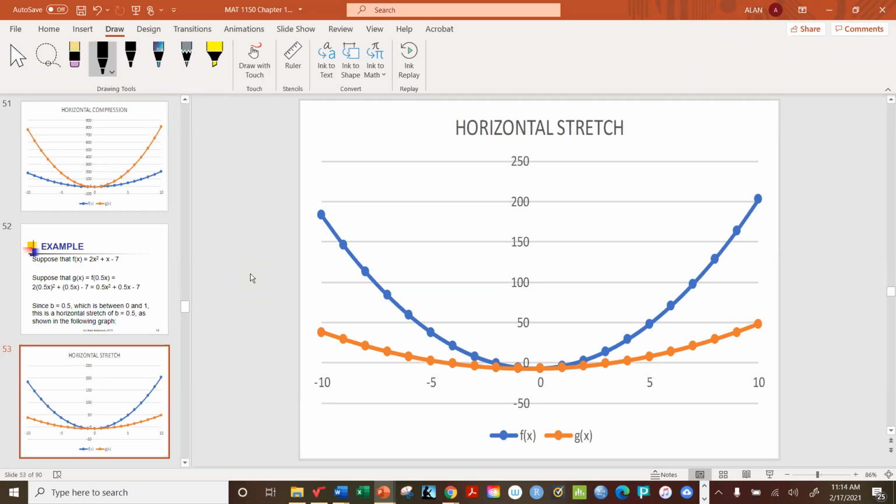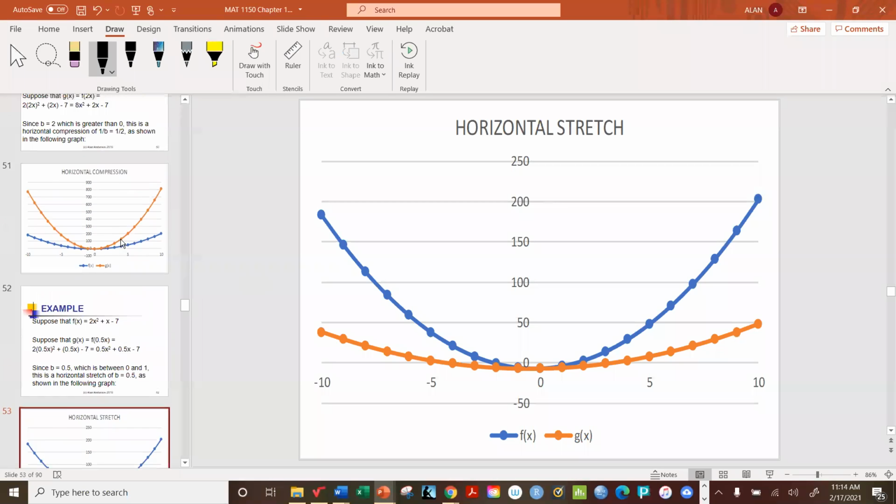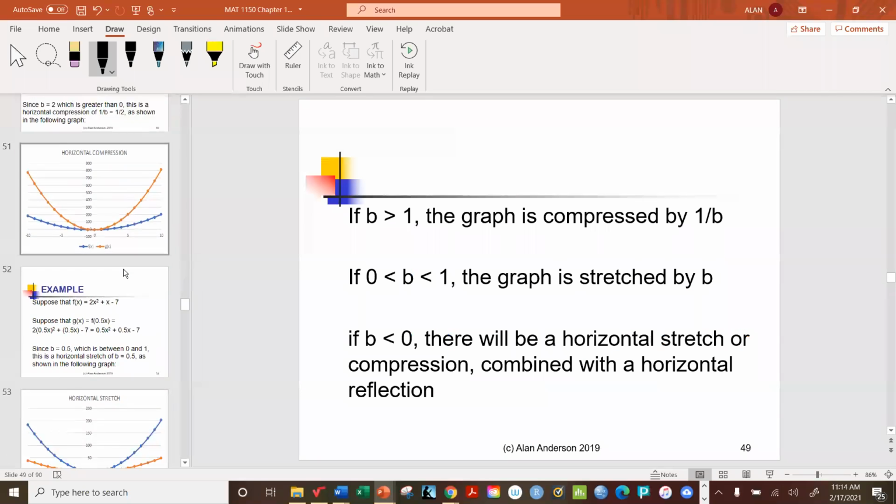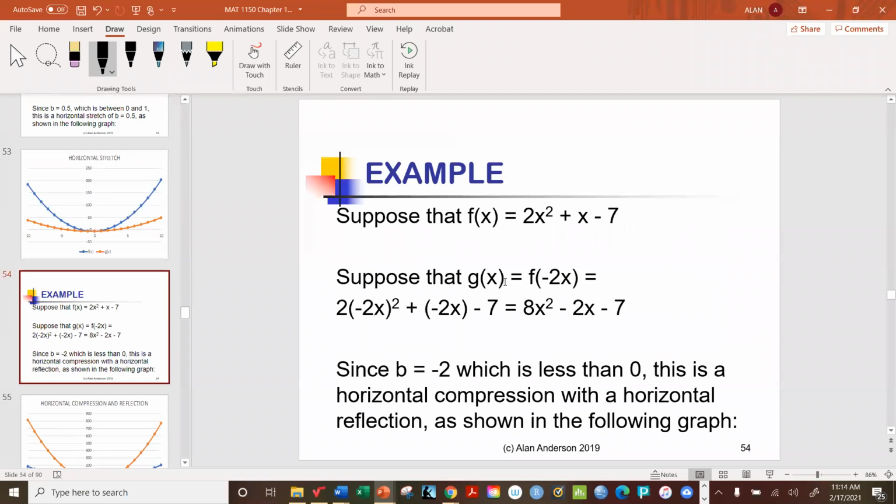All right. Now I think we have one more example, the last case where we have a negative b, where, okay, -2, f of -2x, again, just replace all these x's with -2 down here. And we now have a new polynomial, or in this case, a new parabola, which is 8x squared minus 2x minus 7.